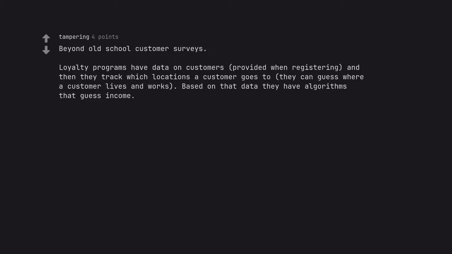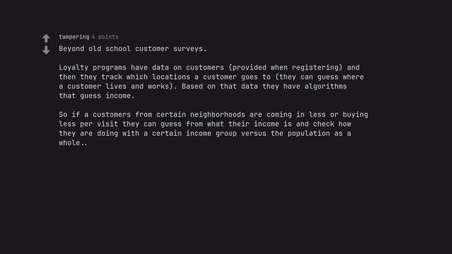Loyalty programs have data on customers, provided when registering, and then they track which locations a customer goes to. They can guess where a customer lives and works. Based on that data, they have algorithms that guess income. So if customers from certain neighborhoods are coming in less or buying less per visit, they can guess what their income is and check how they are doing with a certain income group versus the population as a whole.